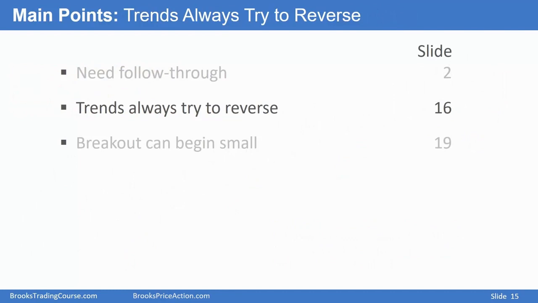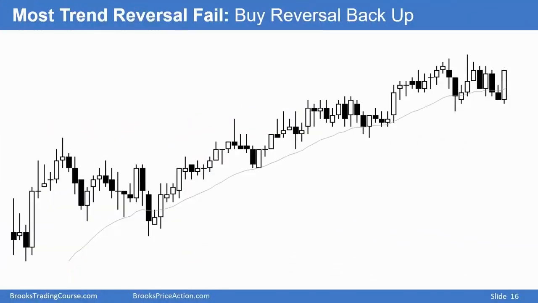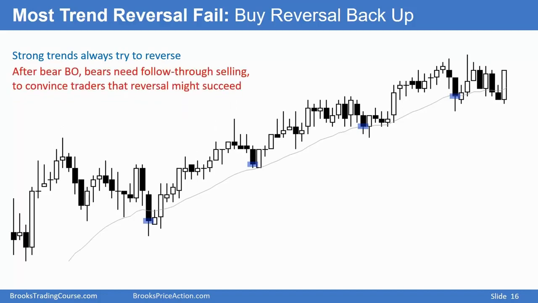Trends constantly try to reverse. But my 80% rule, 80% of reversal attempts fail and become flags, and then the trend resumes. Strong bull trend. Look at all the reversal attempts. Pretty decent bear bars all the way up. But a reversal attempt needs follow-through, and the bears are not getting their follow-through. And without that follow-through, nobody believes the reversal attempt will succeed.